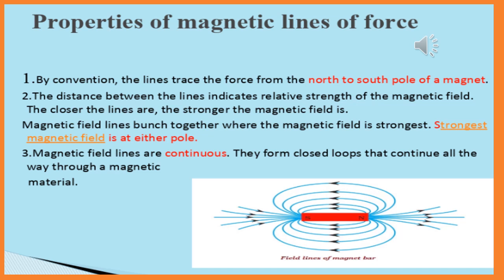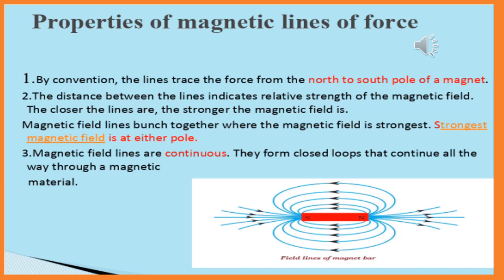The distance between the lines indicates the relative strength of the magnetic field. The closer the lines are, the stronger will be the magnetic field. Magnetic field lines bunch together where the magnetic field is the strongest. Strongest magnetic field is at their poles, as we can see in the figure.